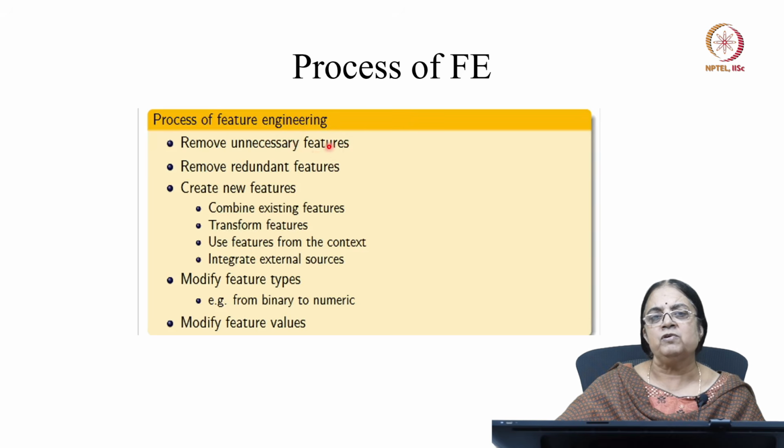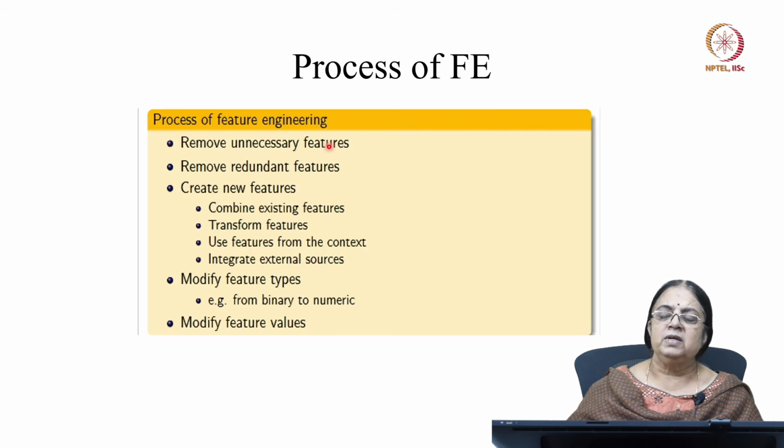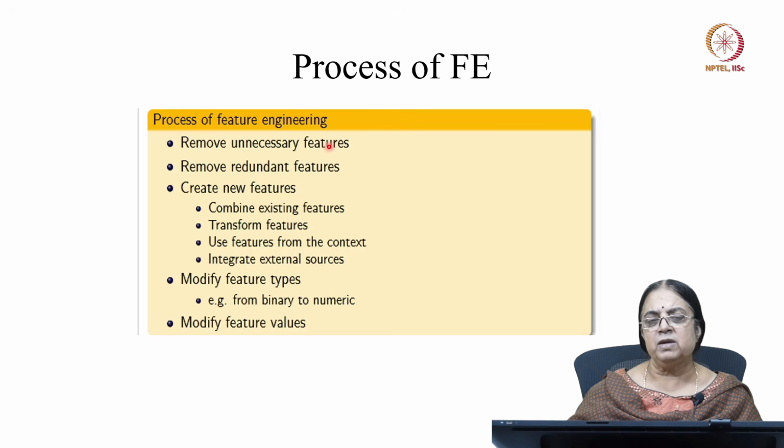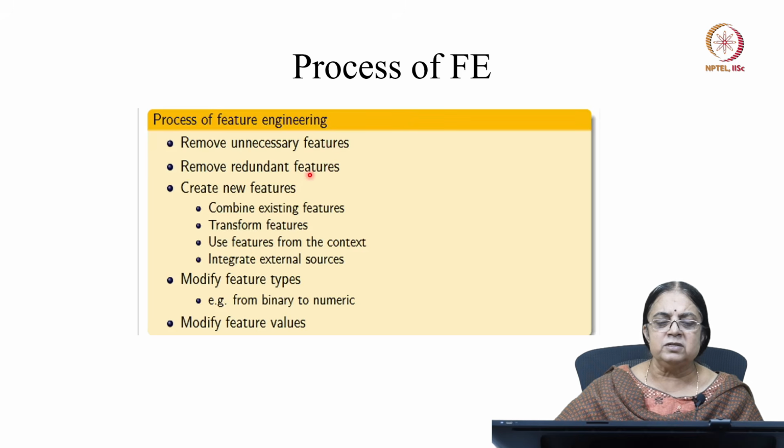For example, if you are trying to distinguish between a table and a chair, right? Maybe the color of the table or the chair would not be a necessary feature, right? Next is redundant features. So there may be features which are redundant. You may have to remove those.